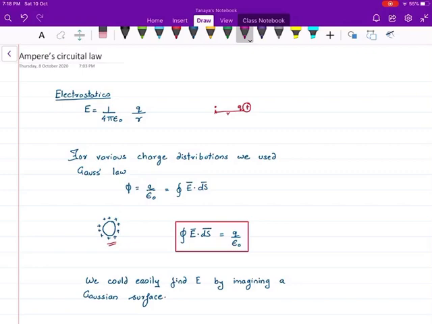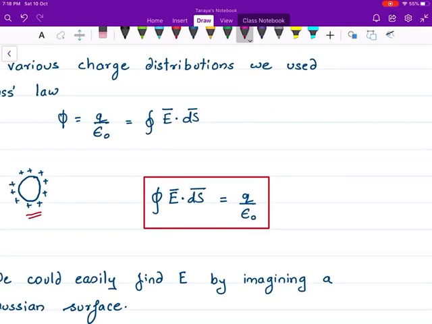But if we have specific charge distributions like a charged sphere, a charged plane surface, a charged cylinder, or a charged rod, it is for such charge distributions that it is easier to use the Gauss law for finding the electric field intensity. And what was the Gauss law? Closed integral E bar dot ds bar is equal to q upon epsilon naught.